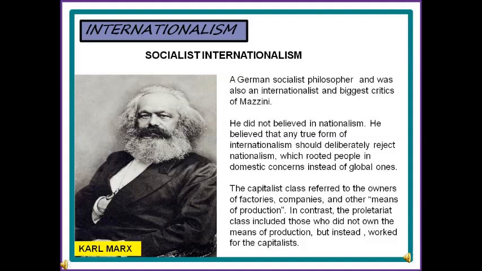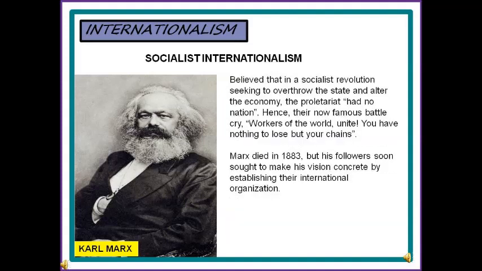The capitalist class referred to the owners of factories, companies, and other means of production. In contrast, the proletariat included those who did not own the means of production but instead worked for the capital. He believed that in a socialist revolution seeking to overthrow the state and alter the economy, the proletariat had no nation. Hence, their now famous battle cry, "Workers of the world, unite! You have nothing to lose but your chains." Marx died in 1883, but his followers soon sought to make his vision concrete by establishing their international organization.